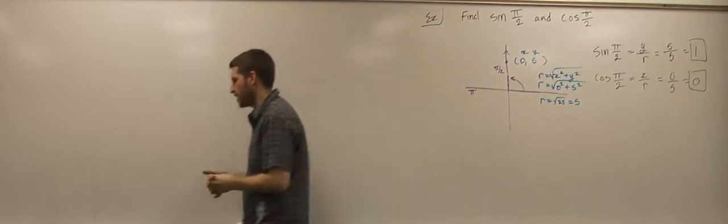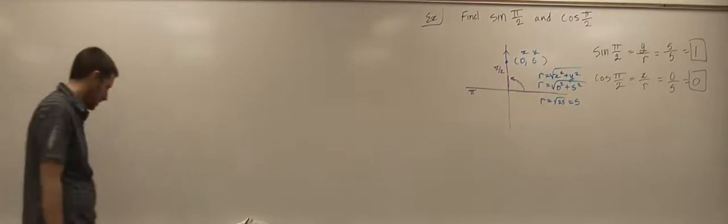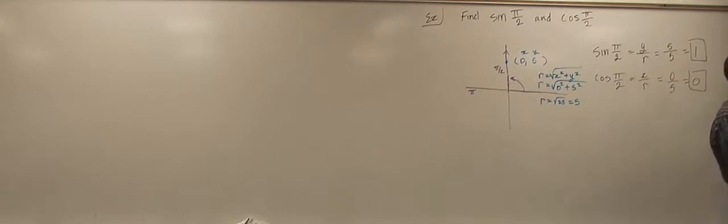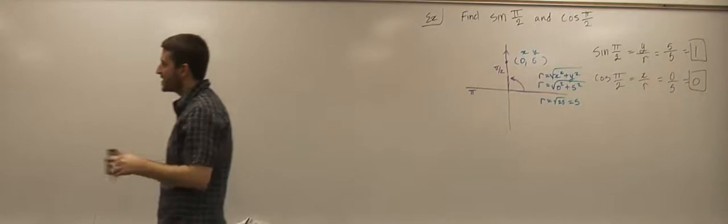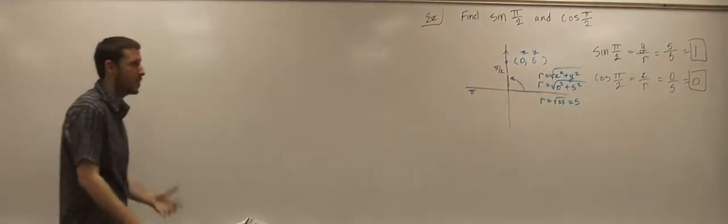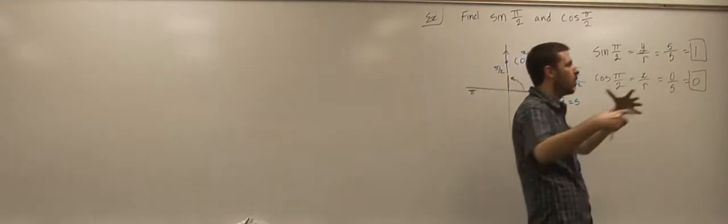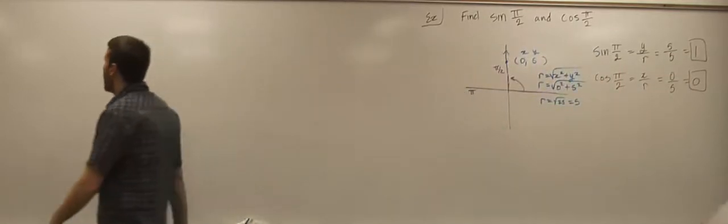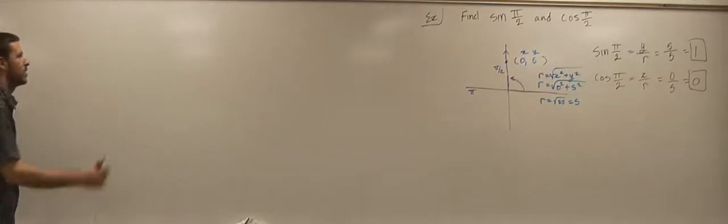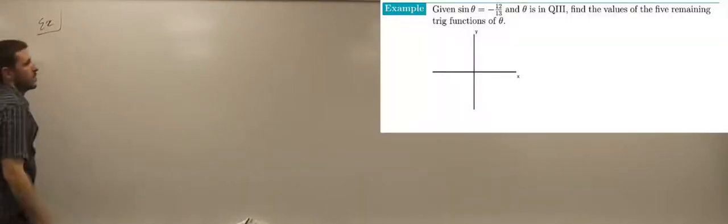Let me do one more example and then I'll let you go. What I'll do is run through this example quickly and then I'll go over this again as review on Monday. Okay? But the last thing we want to be able to do in this section is, if I give you one trig function, find the values of the remaining 5 trig functions. Let me show you this example.